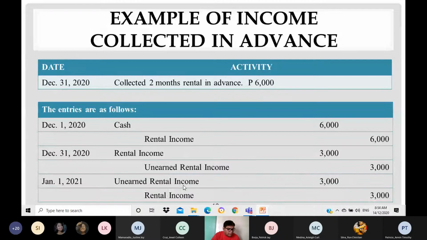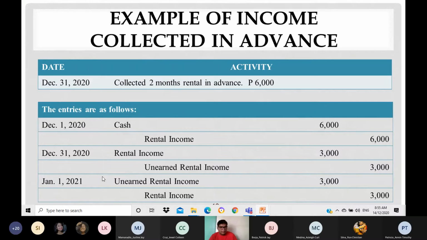So if no reversing entry is made on January 1, no? So let's say hindi ka nag-reverse entry, then pagdating mo ng January 31, the unearned rental income will be overstated. And the rental income for January is not recognized. So parang in a way, dito, bakit wala? Saan galing tong pera na to? So that's one of the reasons why reversing entry is done.